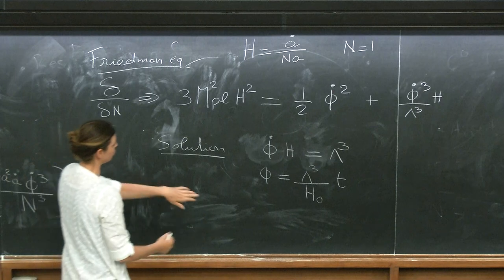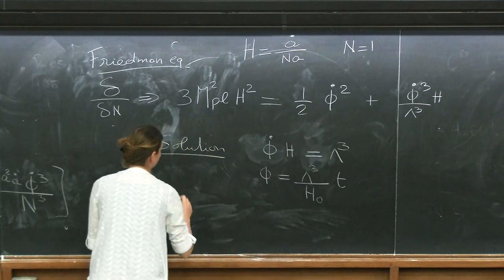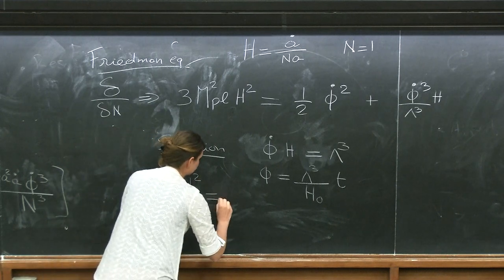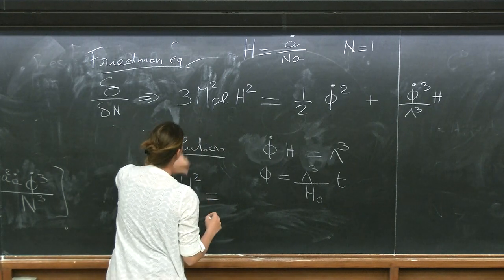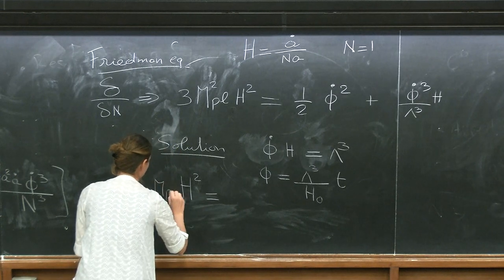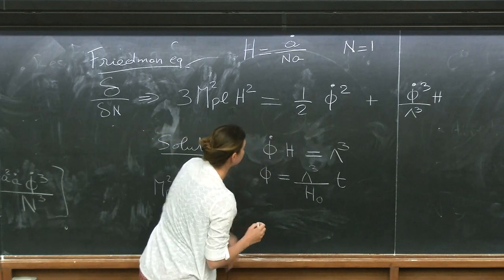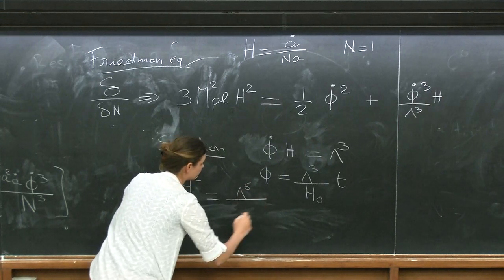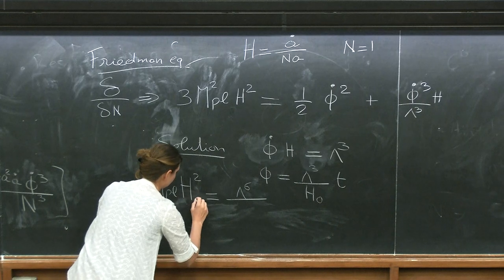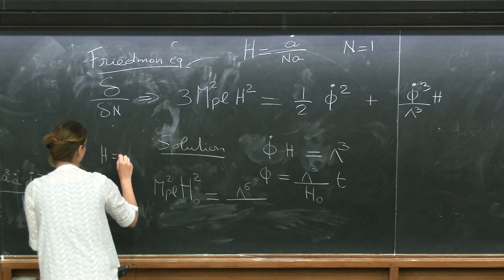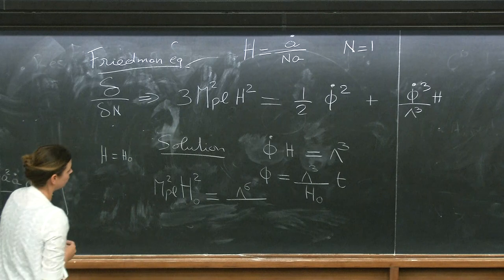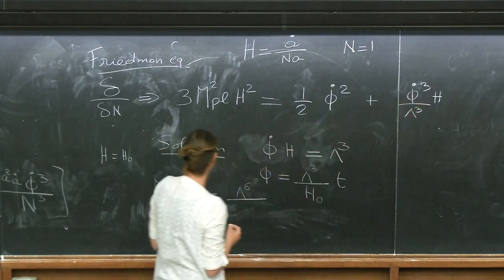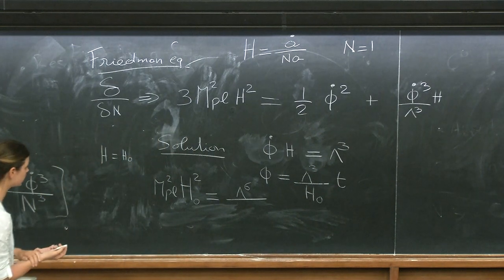And then by plugging that back in here, we'll get that H squared is equal to, we'll have the M Planck squared in front here, and I put that back in here. That's going to give us lambda to the 6 over this H0. So H squared, let me say H is a constant equal to H0. If this is a constant, then this will be a constant, this will be a constant, and H will be a constant, so we'll be on de Sitter.